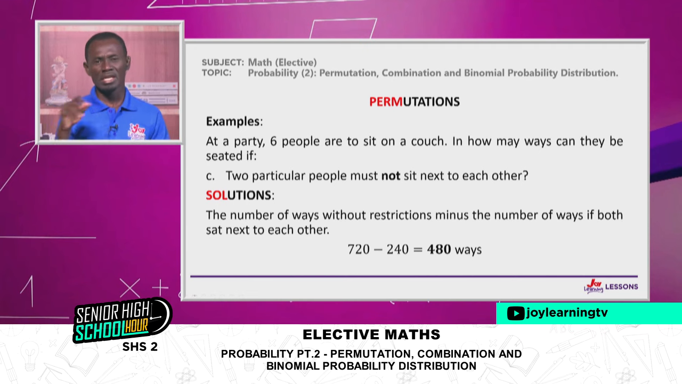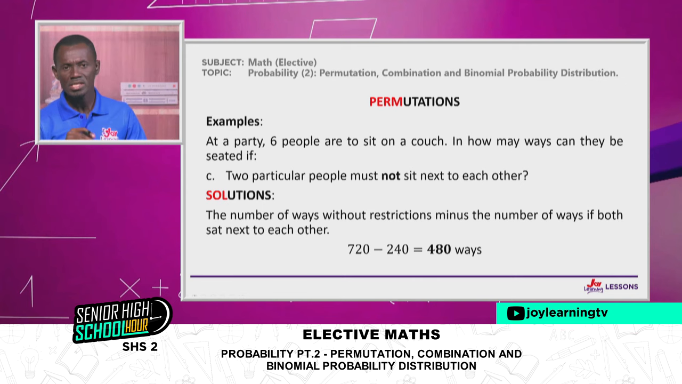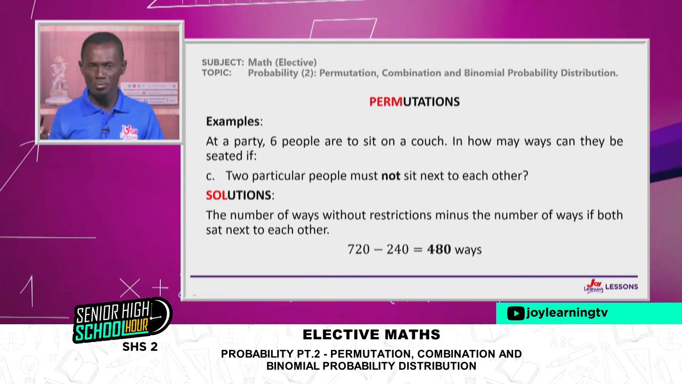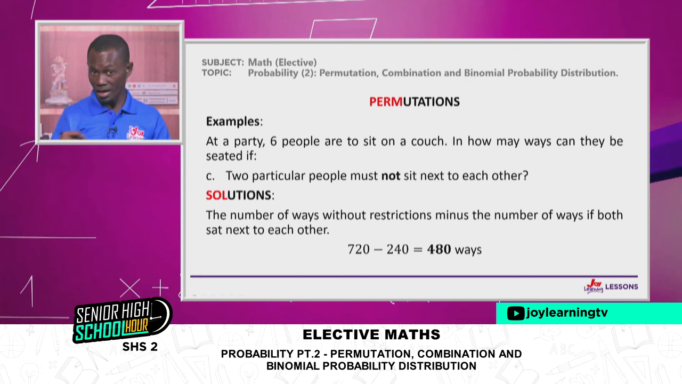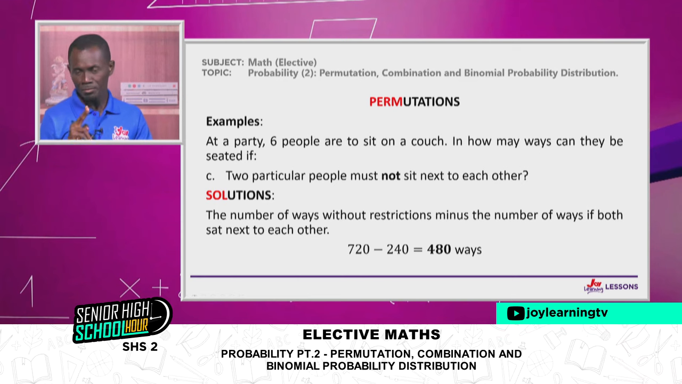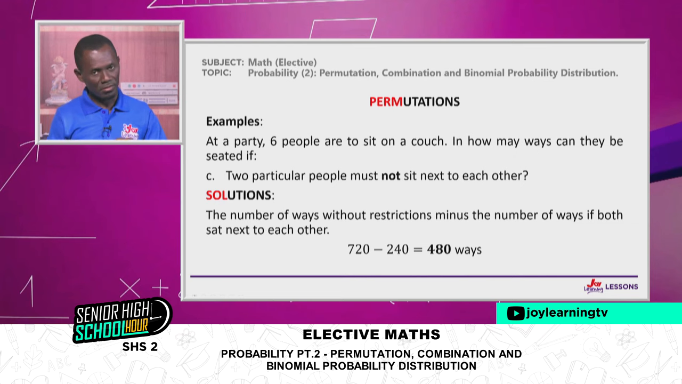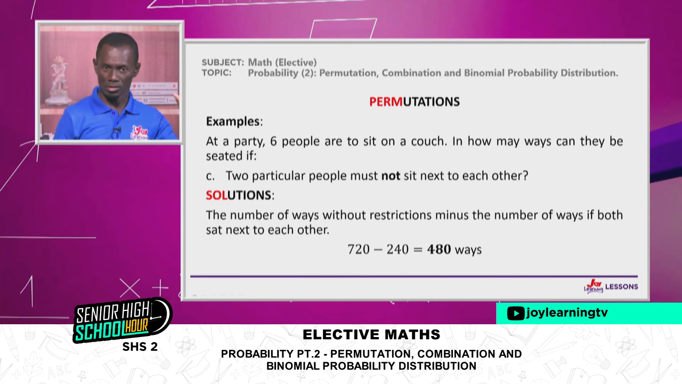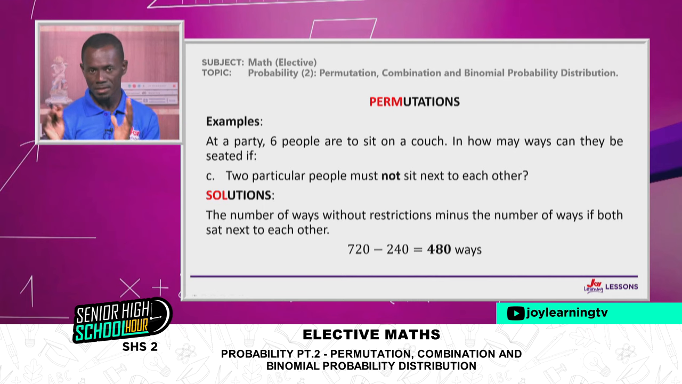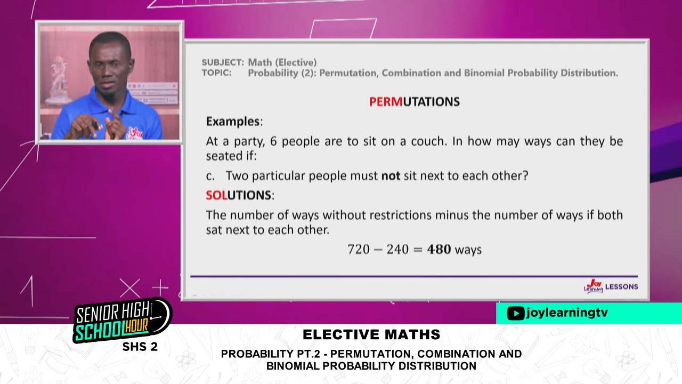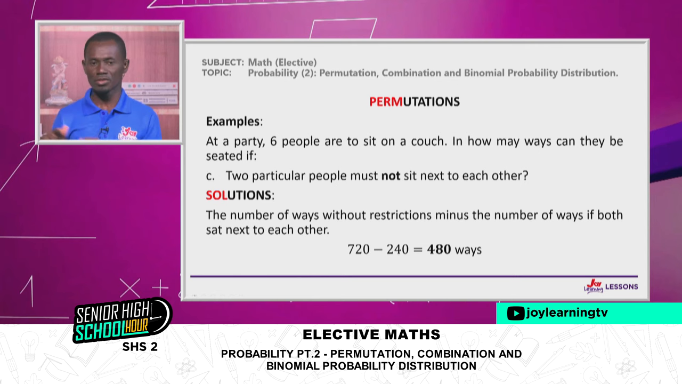In other words, there are 480 possible ways for these 6 people to sit on a couch where 2 particular people would not sit next to each other. So, whatever reason, 480 ways. So, no restriction minus they are together gives us the value for when they must not sit together.